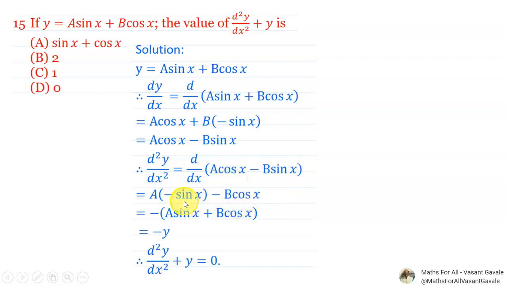Again, the derivative of cos x is minus sin x, and of sin x is cos x. Take minus sin as common, and overall this is nothing but y. So we bring minus y to the left-hand side. Next, on the left-hand side, you will get d2y by dx square plus y is equal to 0, and hence option D is correct.